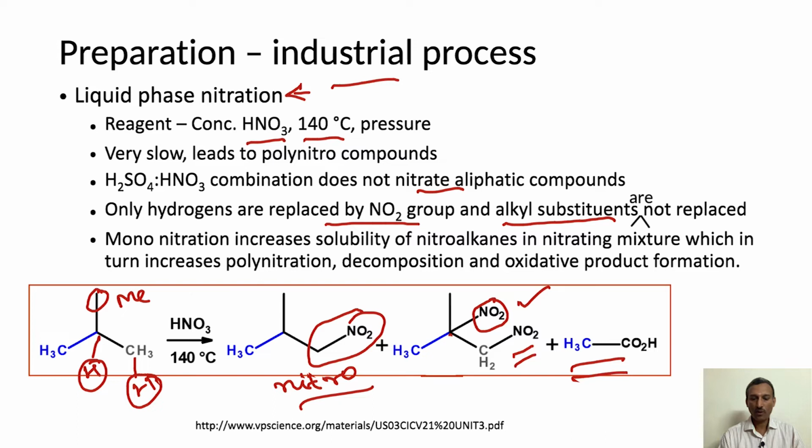So why do we get the polynitration? That is a question we have to answer. The starting material alkane is not easily soluble in the nitrating mixture, whereas when it undergoes the first nitration, this nitro derivative is more soluble in the nitrating mixture, that is the nitric acid, and which increases the substitution of hydrogen with another nitro group. So that leads to polynitration. So that is the reason the increased solubility of the formed product leads to polynitration.